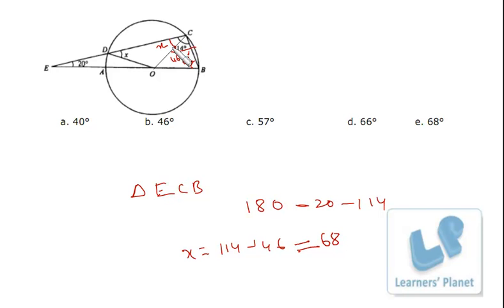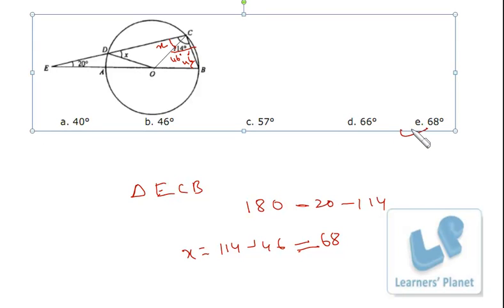OC is equal to OD. This is X, that is 68, so this will also be 68 degrees. Pretty simple.